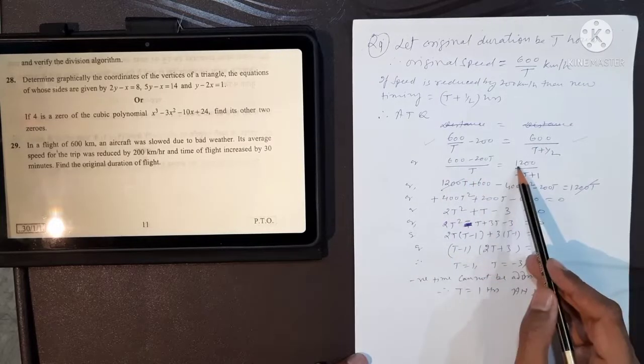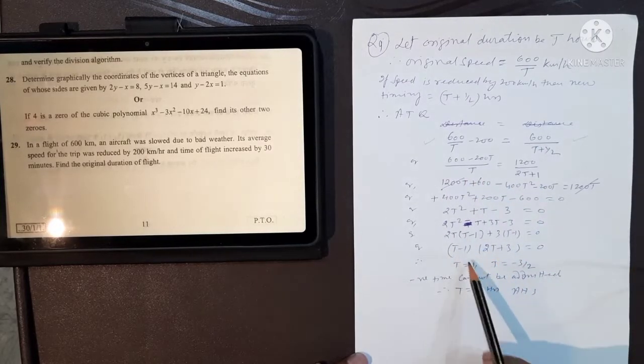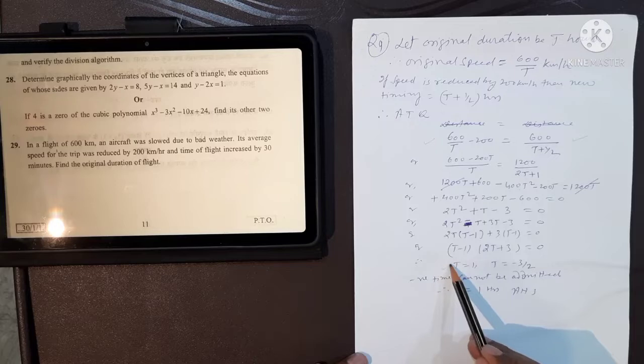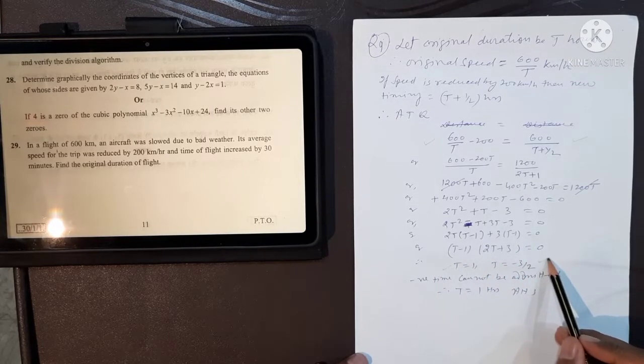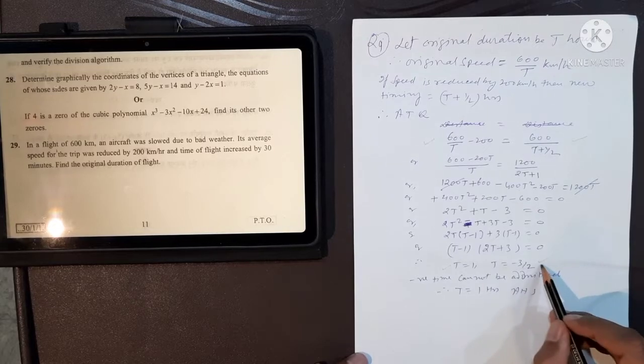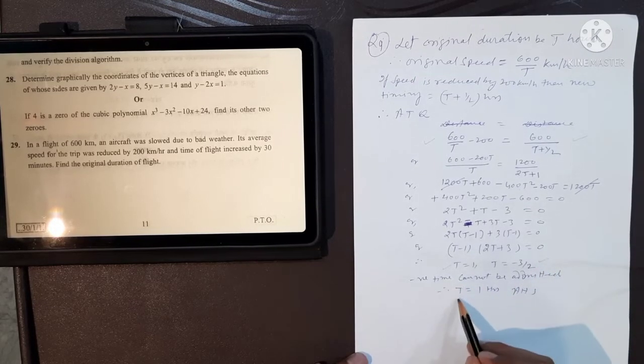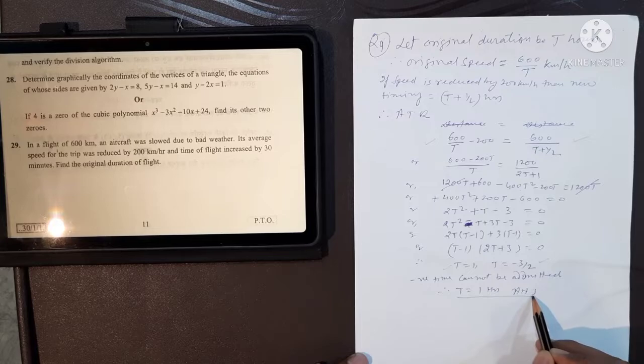and upon solving this equation we get two values of t: t is equal to 1 hour and t is equal to minus 3 by 2. Since time cannot be negative, only t is equal to 1 is the possible outcome, which is the answer.